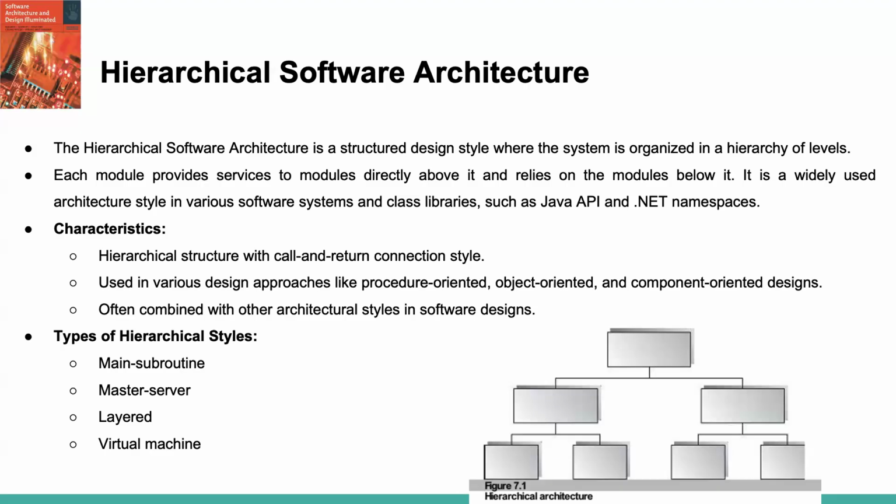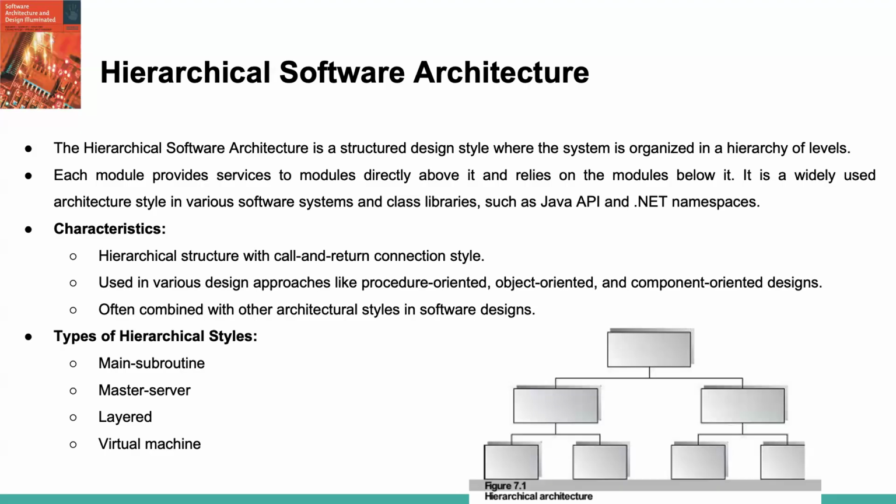Hierarchical architecture is not a one-size-fits-all model. It has different variations to suit specific use cases. Main subroutine: this style is common in procedural programming. One main routine calls subroutines to complete tasks, following a structured top-down approach. Master server: here, a master module controls multiple server modules. This style is useful in distributed systems where the master delegates tasks to servers.